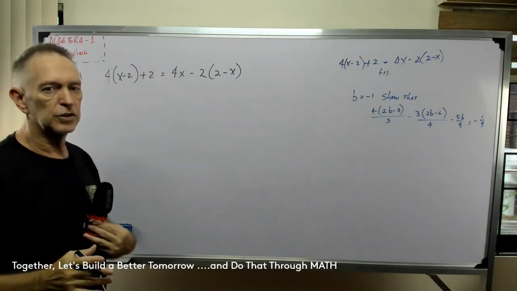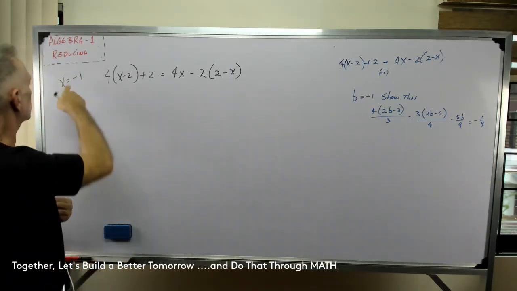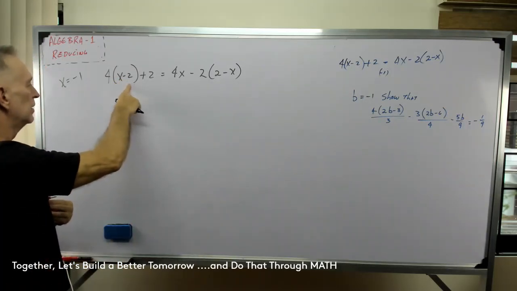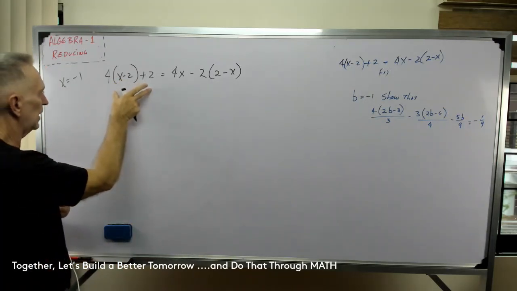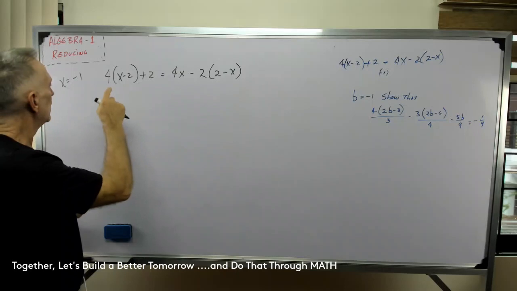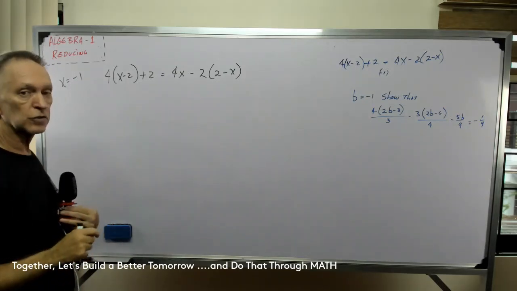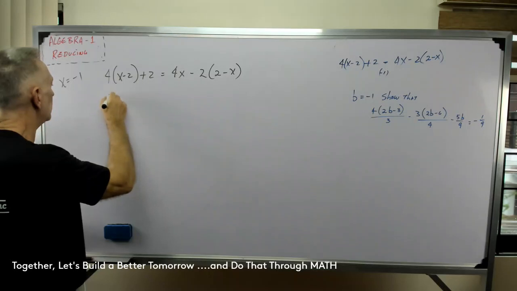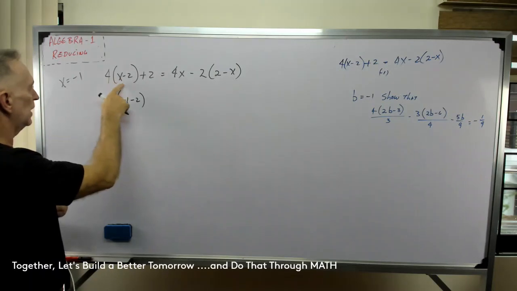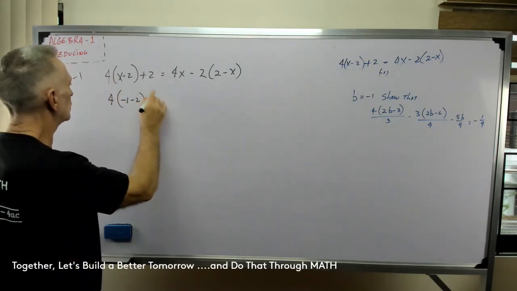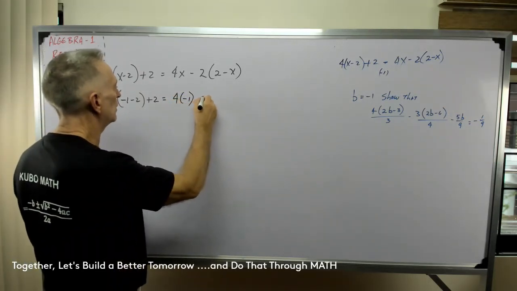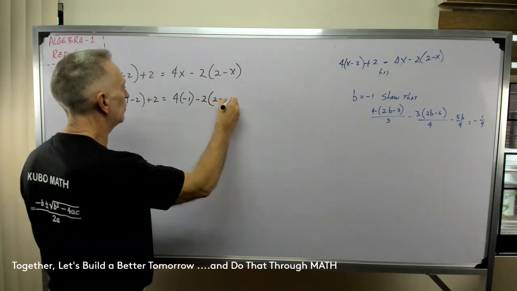Now there are several ways to do this, but if they're saying x equals negative 1, why don't I just plug in -1? And then if I do that, this side of the equation should equal that side of the equation if, in fact, x equals -1 is a solution. So let's do that. 4 times (-1 minus 2). All I've done is substitute -1 in for x, plus 2. That should equal 4 times -1 minus 2 times (2 minus -1).